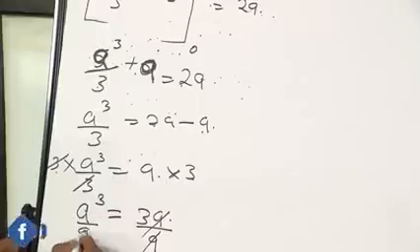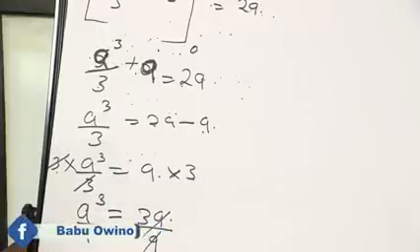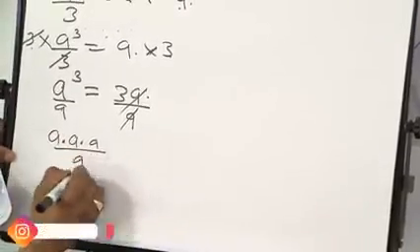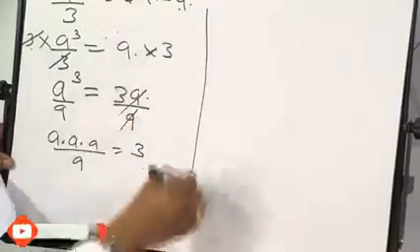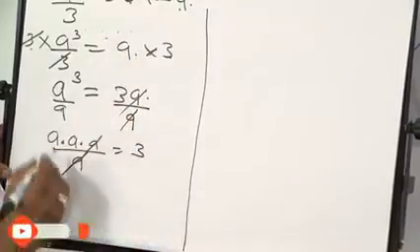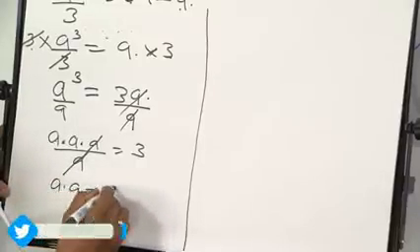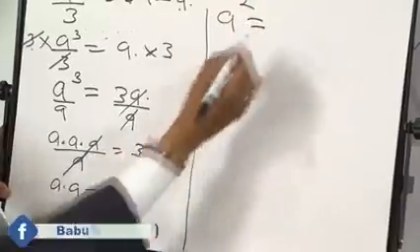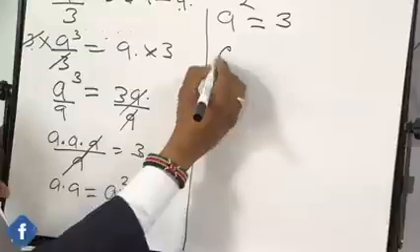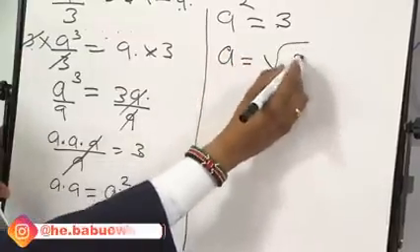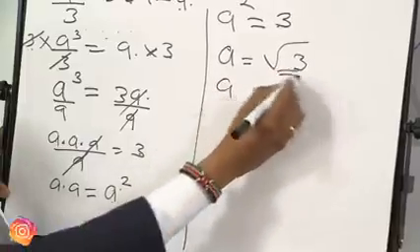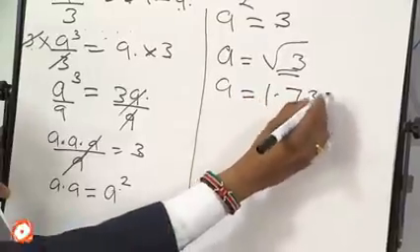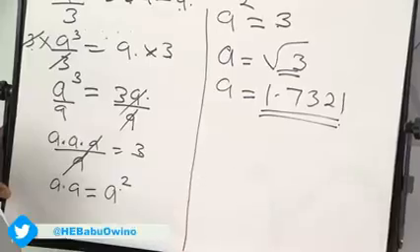So a raised to power 3 divided by a is like saying a times a times a, divided by a equals 3. When I put a dot, it means times. From here, a can cancel one a. Then you remain with a times a, which can be written as a squared. So a squared equals 3. If you want to find the value of a, you find the square root of 3. So a is root 3, and the square root of 3 is 1.7321 from your calculator. That is the answer.